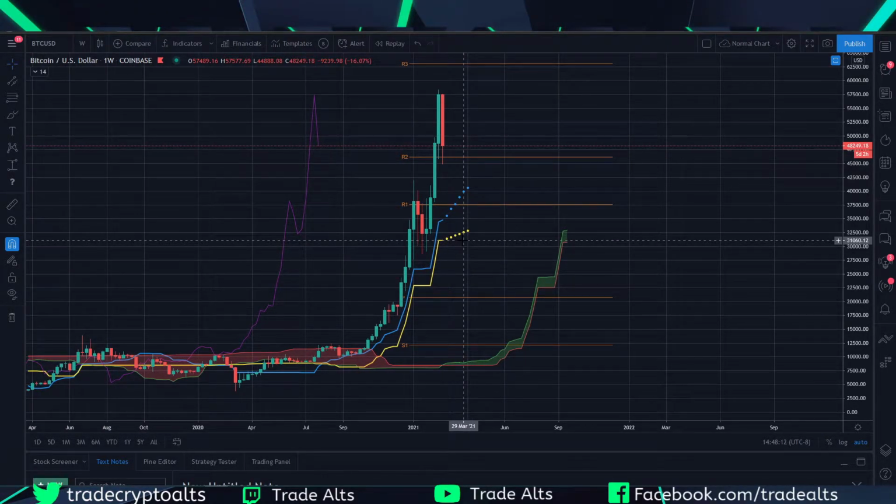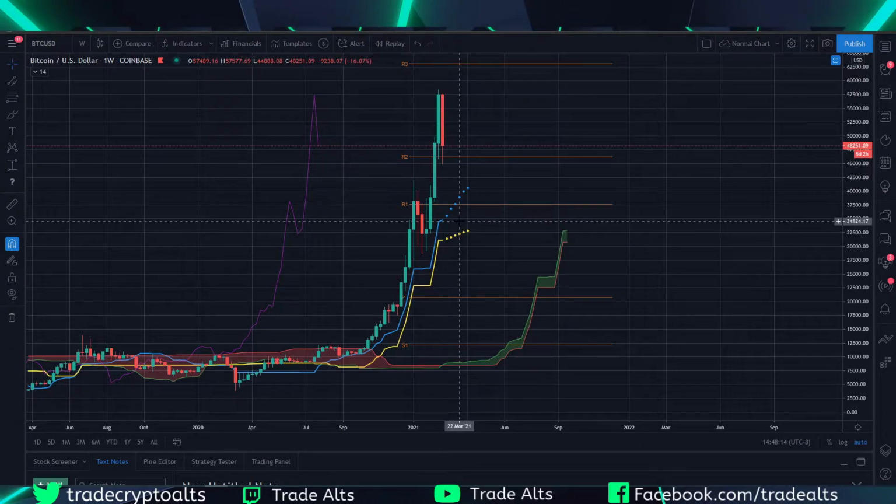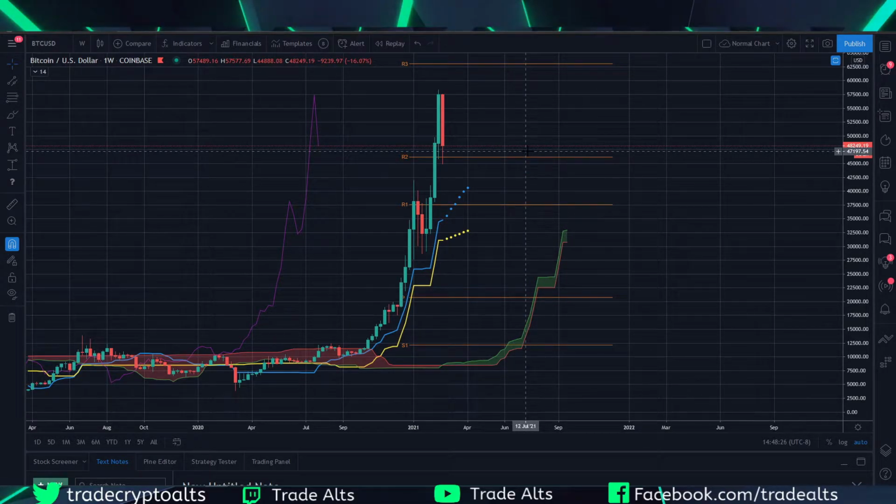So the weekly Kijun is sitting here at 31,000. Your Tenkan, which is this blue line, is sitting at roughly $34,800, somewhere around that area. And then here I have the yearly pivots. So this is also something from a high time frame perspective.